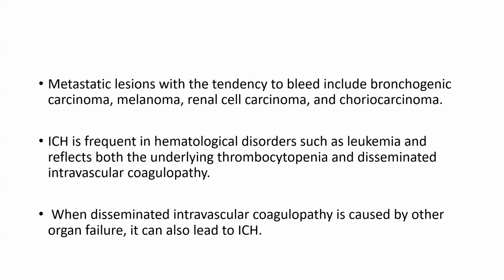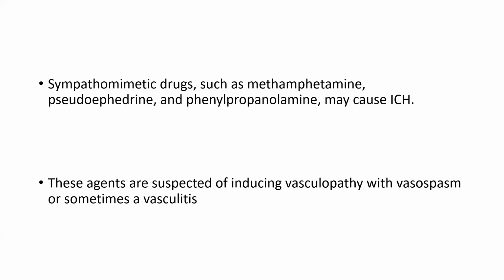Metastatic lesions with the tendency to bleed include the bronchogenic carcinoma, melanoma, renal cell carcinoma, and choriocarcinoma. ICH is frequent in hematological disorders such as leukemia, and it reflects the underlying thrombocytopenia and DIC. When DIC is caused by other organ failure, it also can lead to ICH.